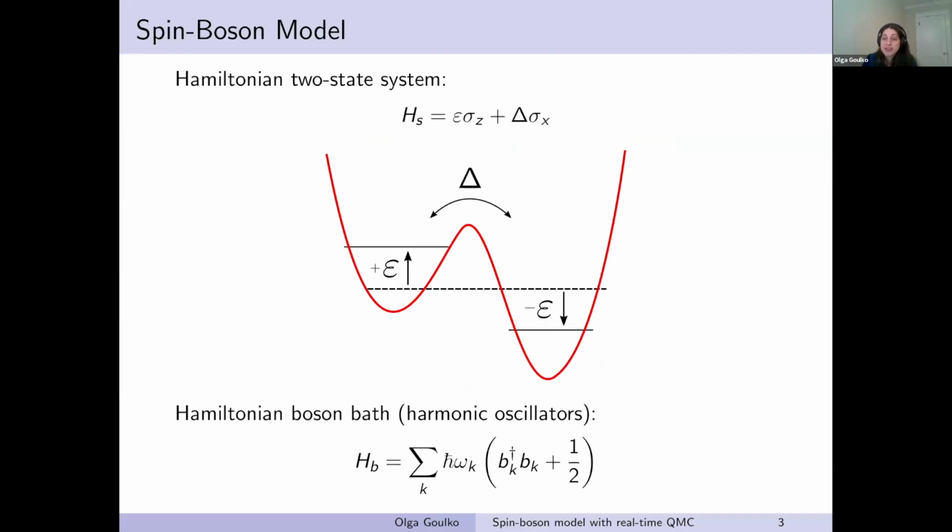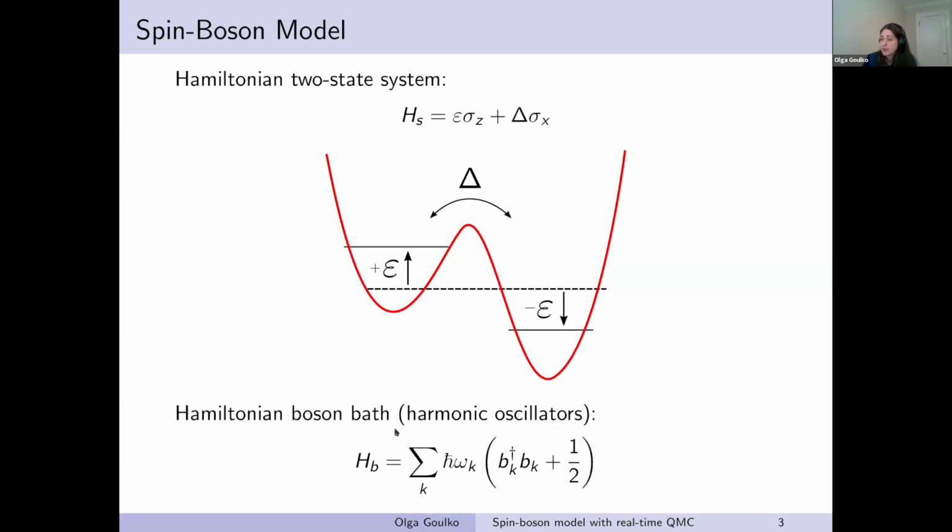So let me present the ingredients of the Hamiltonian of this two-state system. We have first the spin, two-level Hamiltonian. Here epsilon is the energetic bias, and actually I'm only going to talk about unbiased systems where epsilon is 0. Delta characterizes the diabatic coupling, so the tunneling between the two states. The sigmas are Pauli matrices, so overall the spin part of the Hamiltonian is a 2x2 matrix.